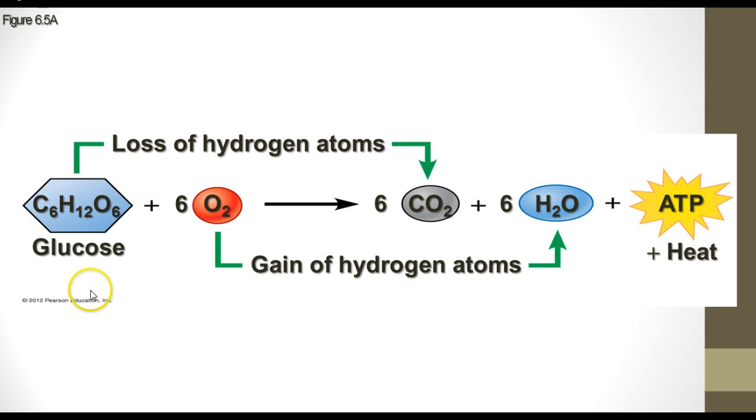So here's what happens to our equation. Here's our glucose. We're going to lose hydrogen atoms, and if we take the hydrogen out, we're going to get 6 CO2s. If we add the hydrogen to the oxygen, we're going to gain 6 waters. And we're going to produce some ATP and some heat along the way.